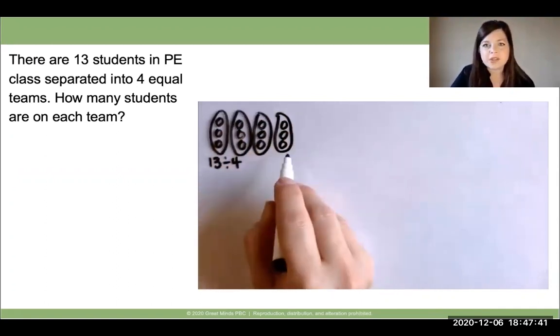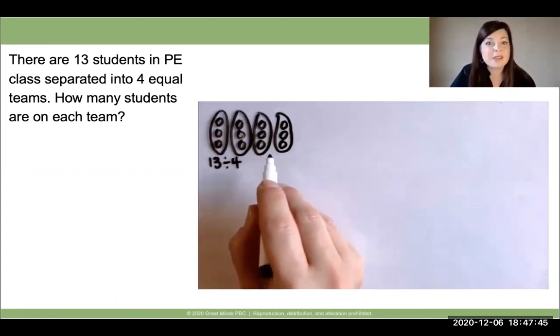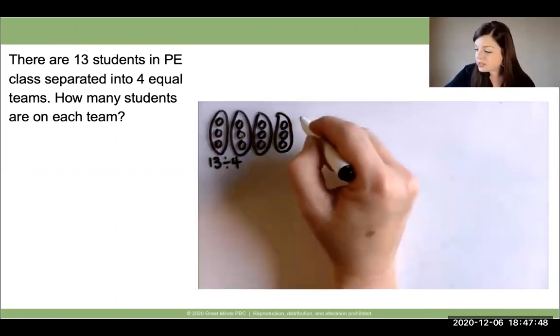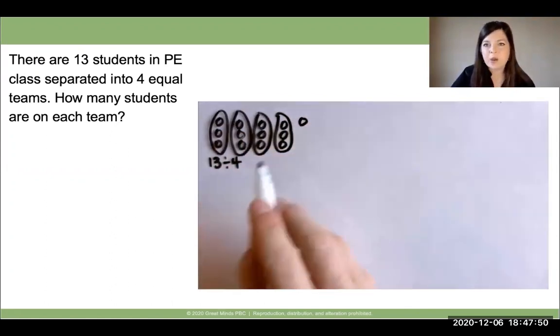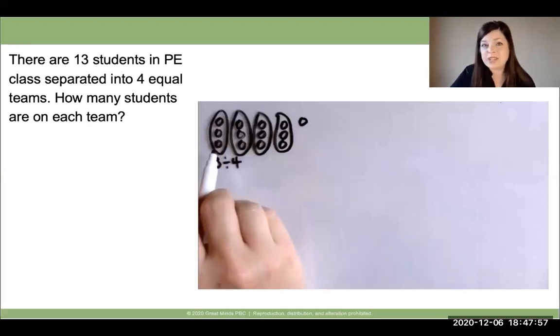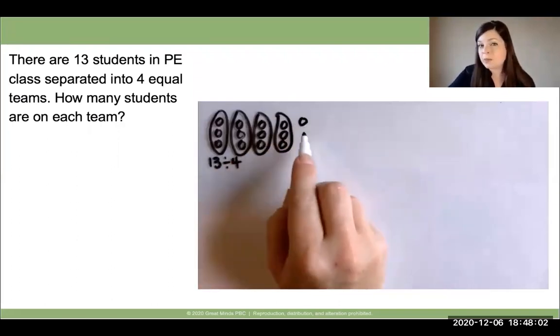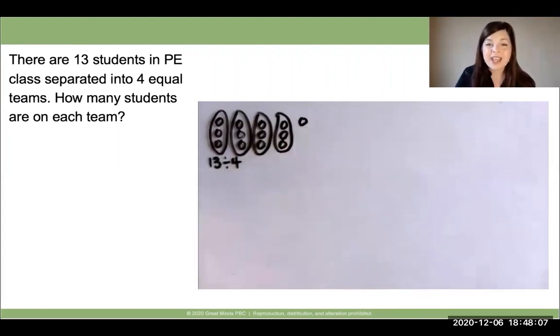So now this is 12 students, but we have 13 students. If I put that other student on a team, then the groups won't be equal anymore. So I'm just going to draw the circle here. What does this one circle here represent? It's 1 extra student. Here we see that we can make 4 equal teams with 3 students on each team, but there will be 1 student left over, or an extra student. Pause the video now and write a statement to answer the question, how many students are on each team? Then come back and compare your statement with mine.